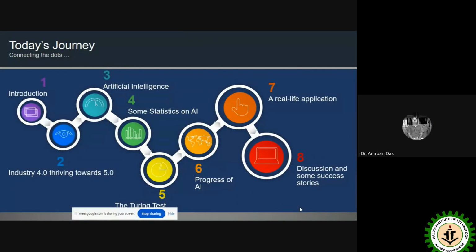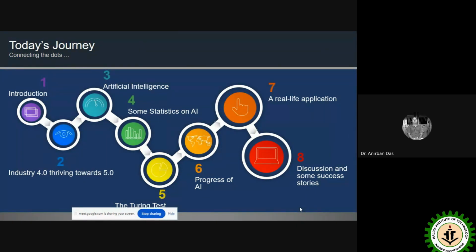So this is the journey I have set for today. From introduction, then Industry 4.0, striving towards 5.0, then basic intelligence and human intelligence and AI, some statistics, the Turing test, the progress of AI, then the real life applications on which I have worked, and then the discussion. This is the way I have thought of going.